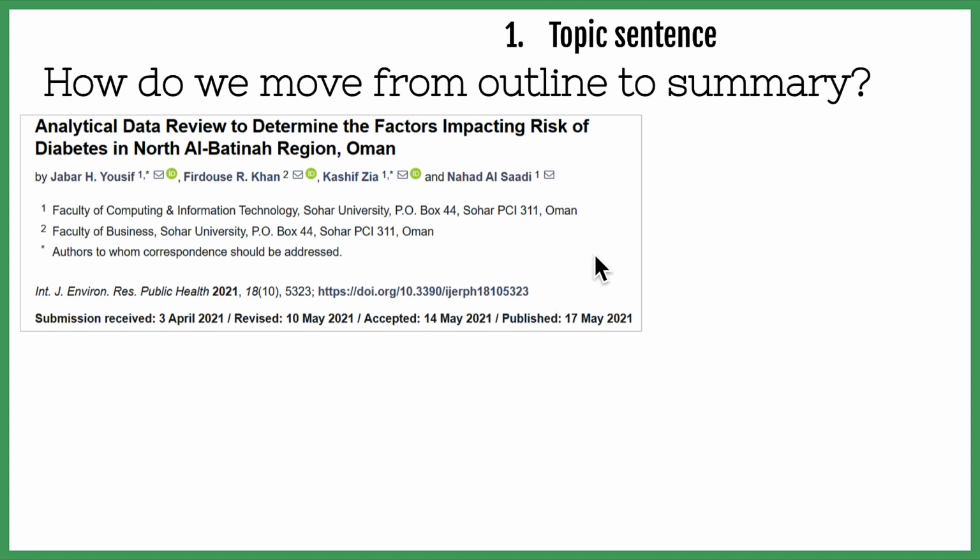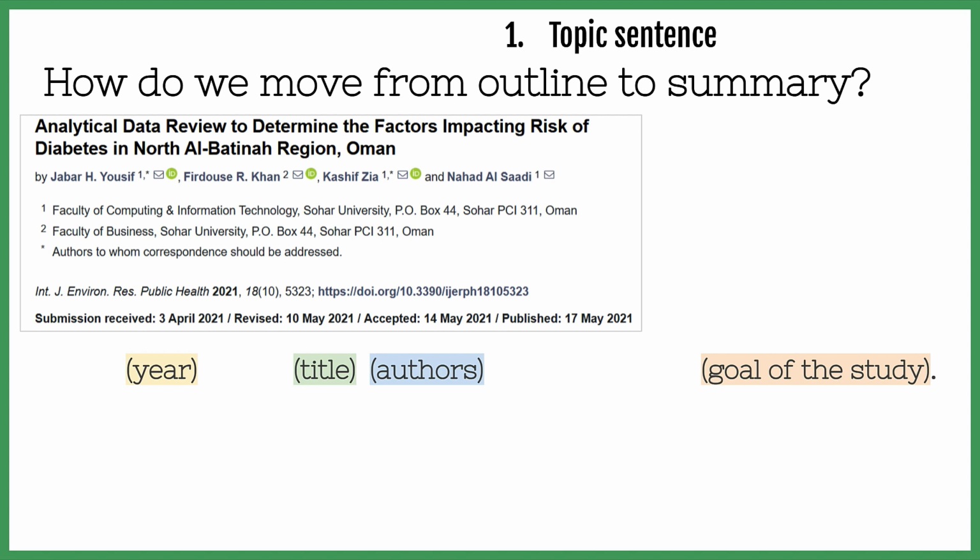First of all, let's start with the topic sentence. Here is the information from my article. That's just a screenshot of the top of the article. And I need to find some key information for my topic sentence. I need to find the year, the title, the authors, and the goal of the study. This is the source information. Year, title, and authors is pretty easy. I can just get that from here. The goal of the study is more difficult. You'll need to look at the introduction to find what the main goal of the study is.